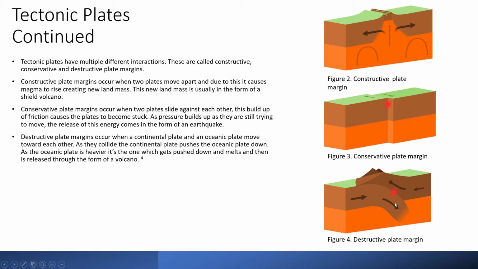Lastly, you have the destructive plate margin, this one here, and that's when a continental plate, this one, and an oceanic plate, which is this one, collide against each other. Due to the oceanic plate being far more dense than the continental plate, it gets pushed down and melts in the mantle, and is then released in the form of a volcano.